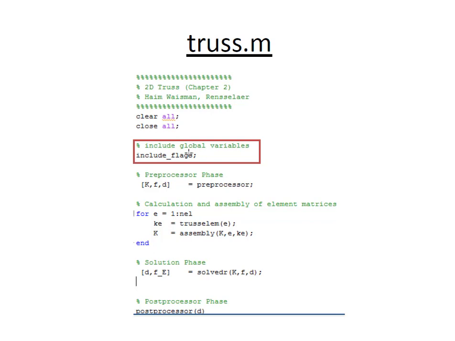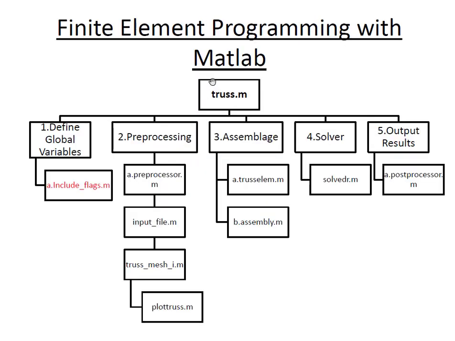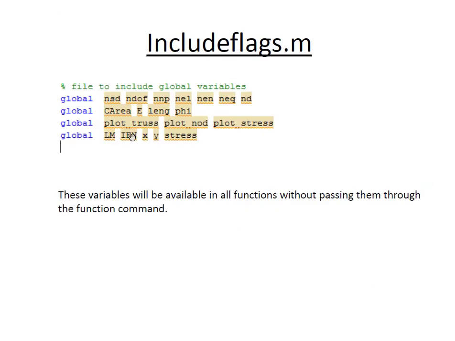The next step is that truss.m will create some global variables. In order to create some global variables, the truss.m file calls include_flags, as you can see here in our general code structure. So Truss defines global variables through include flags. Let's see what the include flags routine has.